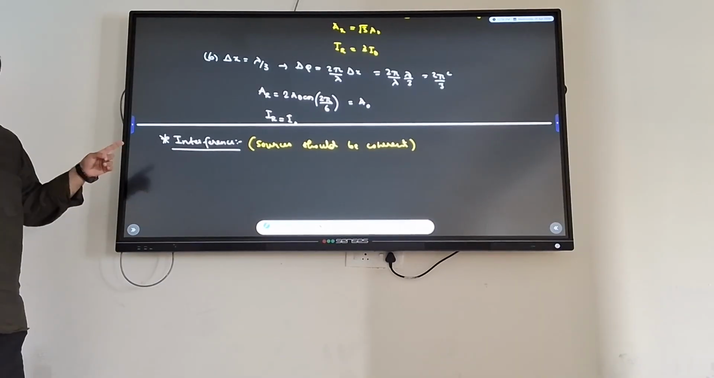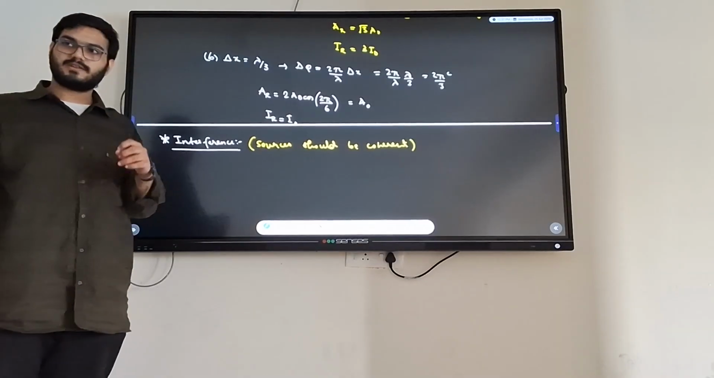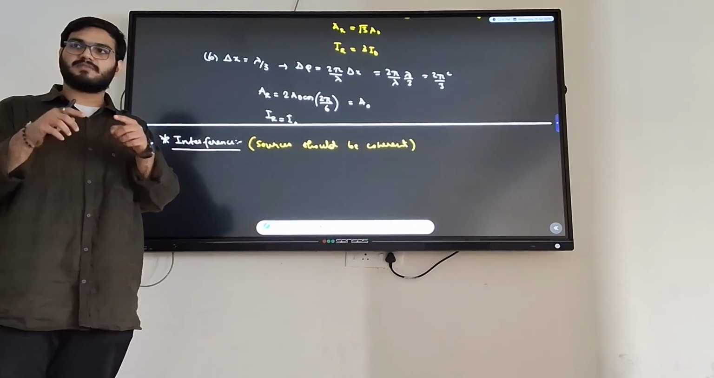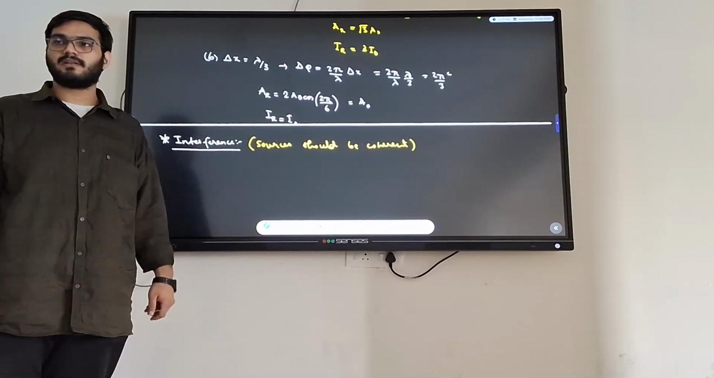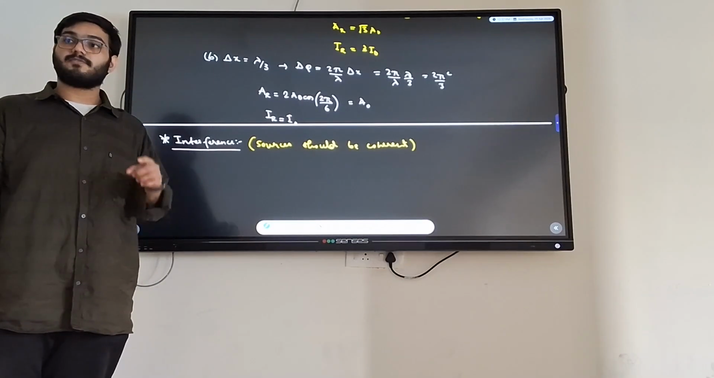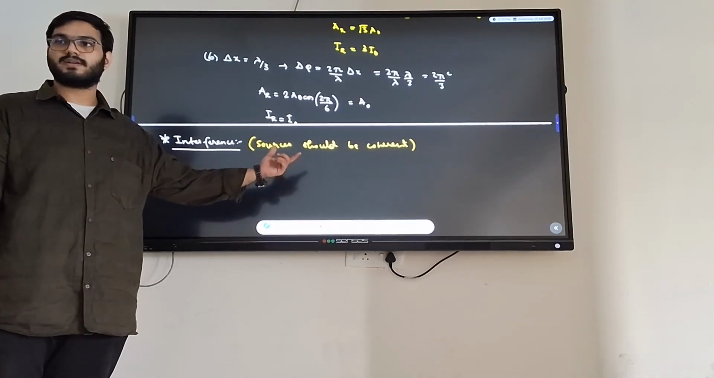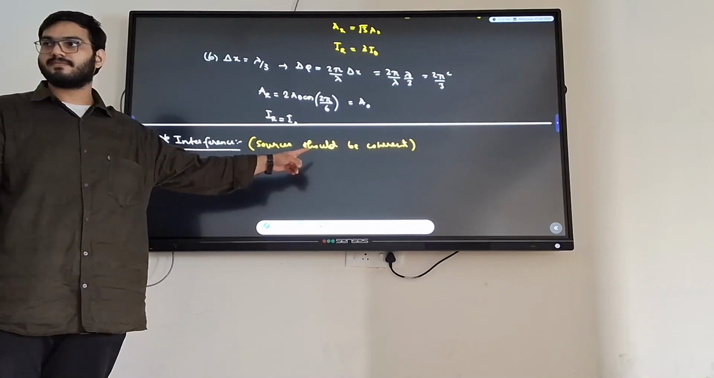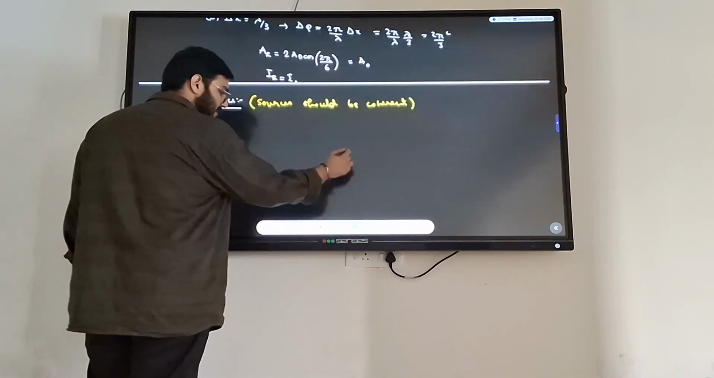What about interference? Interference is a phenomenon in which you are meeting 2-3 waves at a point and something happens. I will talk about what will happen later. But something happens, and when will it happen? Only when the sources are coherent. This is a must condition. Very important.